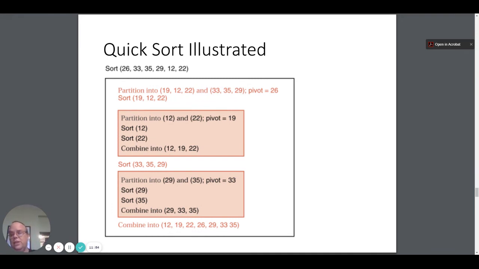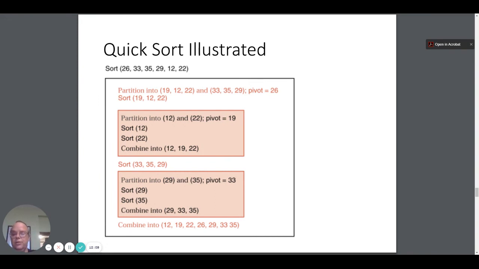We would sort 19, 12, and 22, which would mean that 19 is our pivot, and 12 and 22 are the two sublists, and then we would combine those into 12, 19, and 22. Then we work on the right-hand side, 33, 35, and 29.